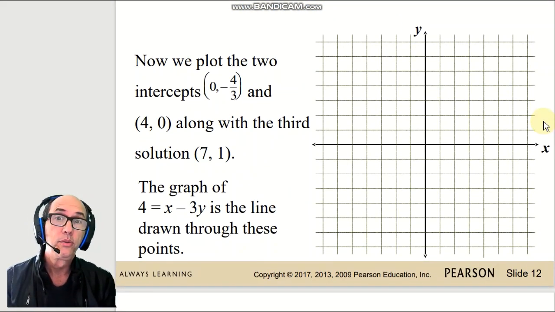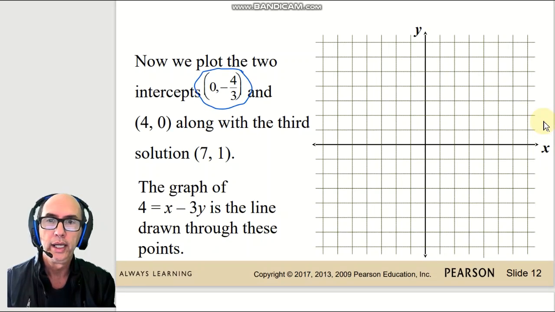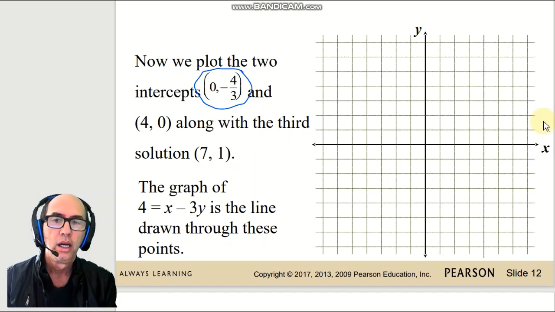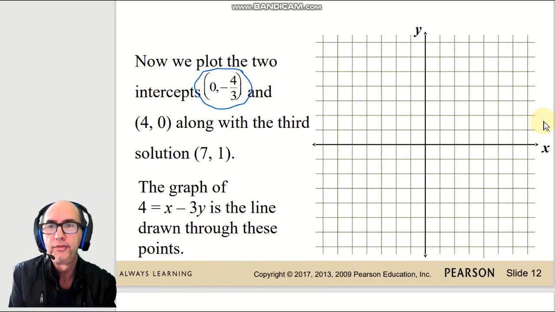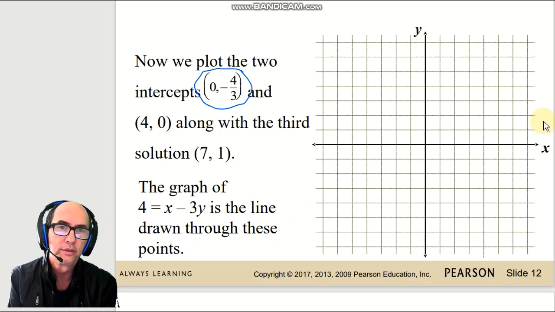We now can graph because we have 3 points. Let's plug in here the y-intercept. Wait a minute, this is a fraction. Now I'm confused about how I will graph a fraction if we have units. You can change this into a decimal. You can use a calculator. You're going to see that negative 4 divided by 3 is 1.333, something like that. So negative 1.3.